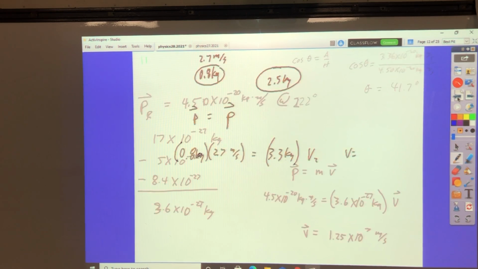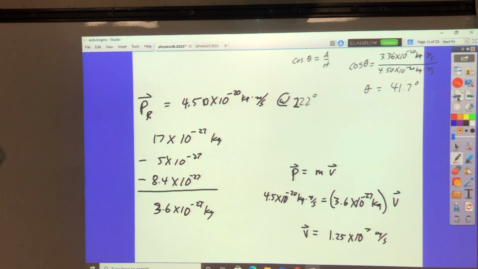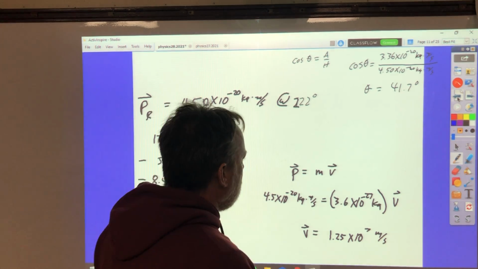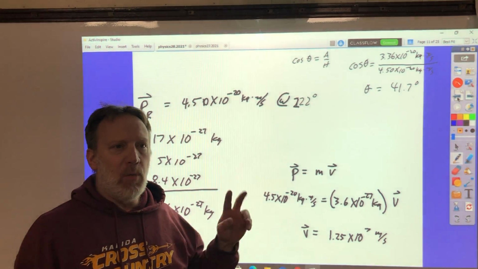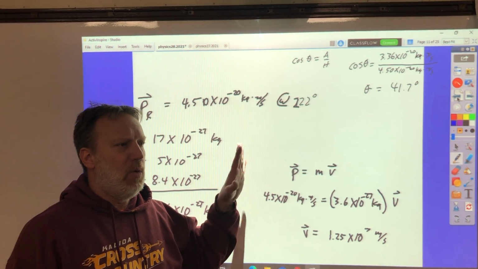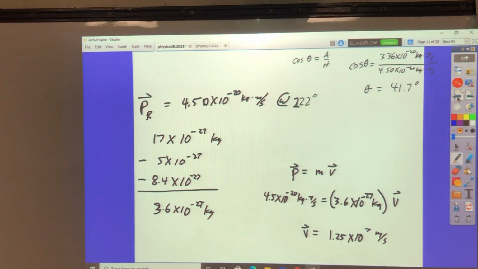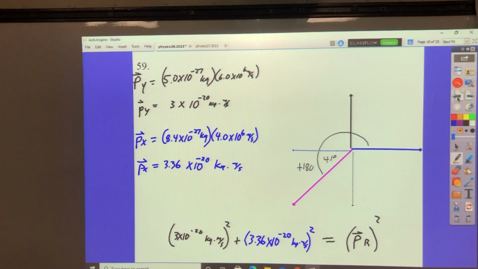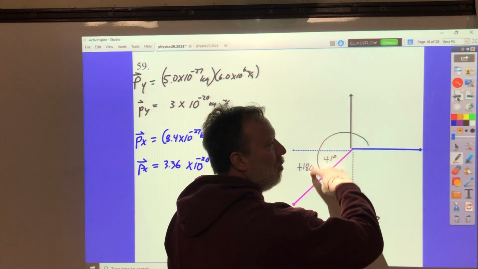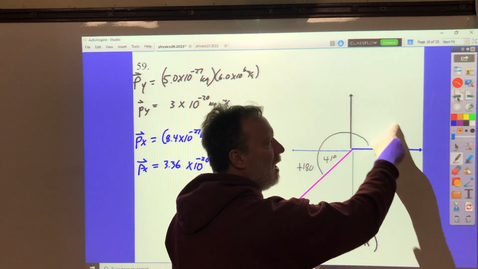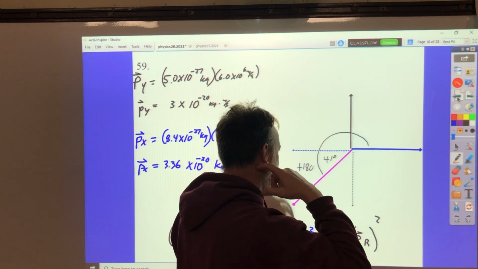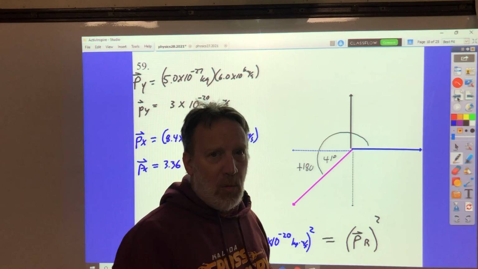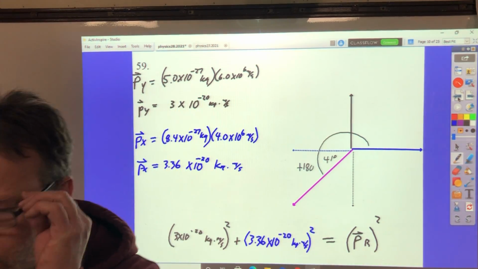So this is an example of conservation of momentum in two directions. We've already done this kind of math with forces and velocities. All we're doing is applying that very same skill set to conservation of momentum. Okay.